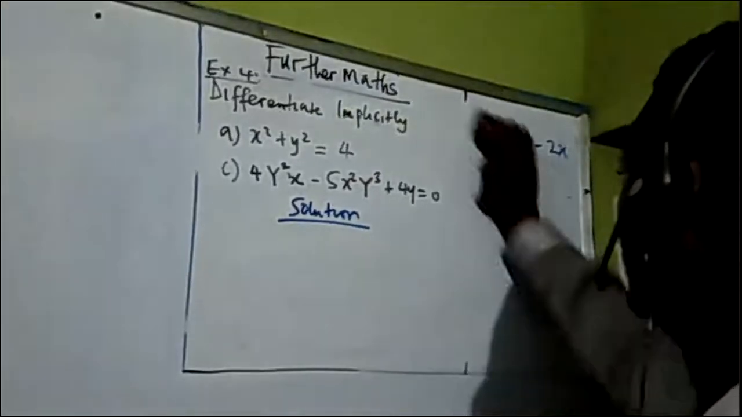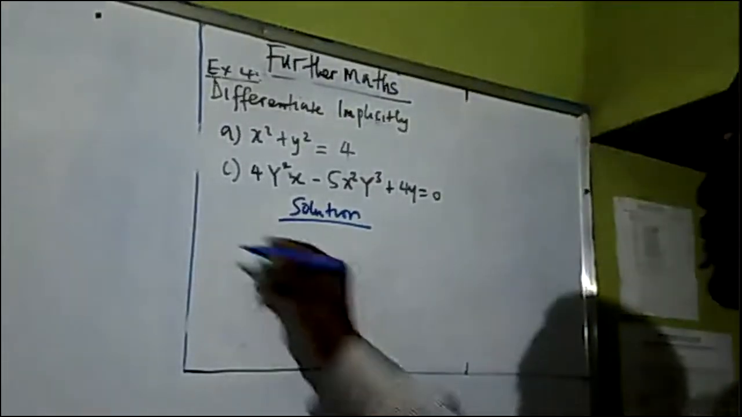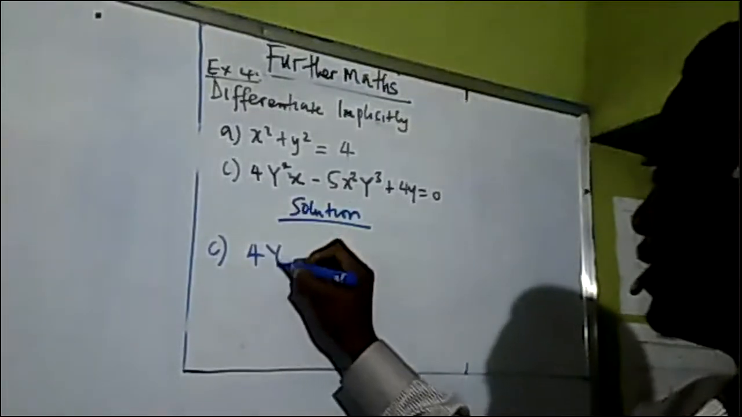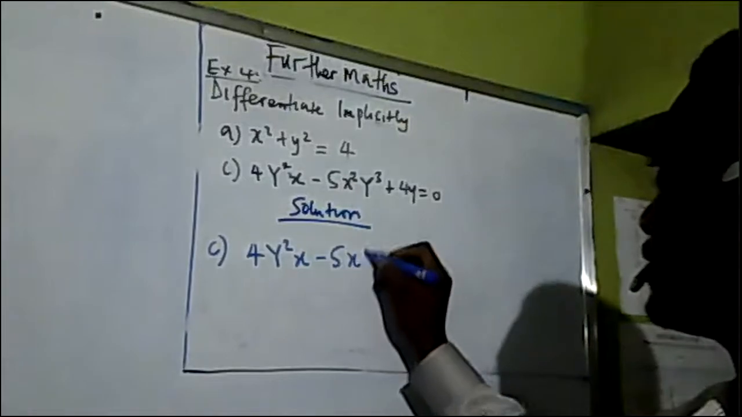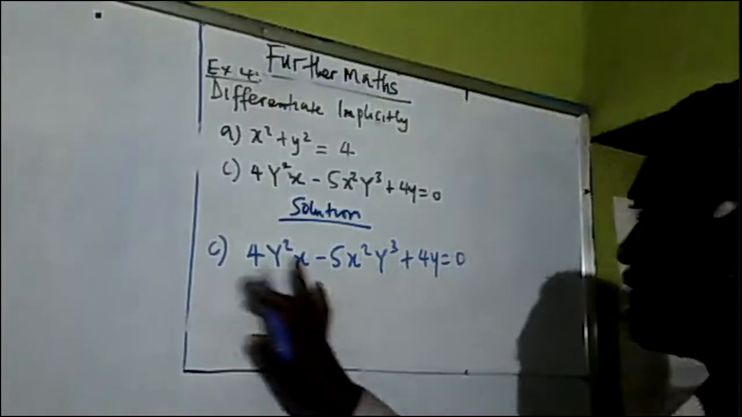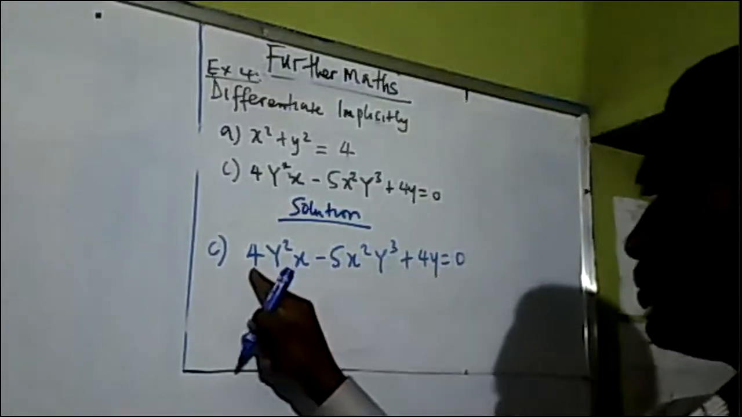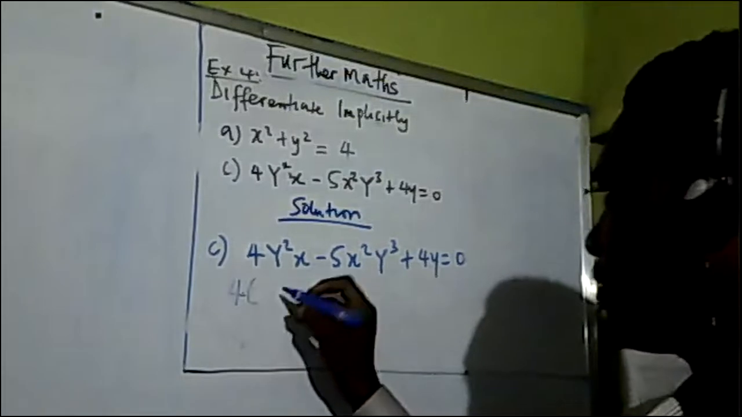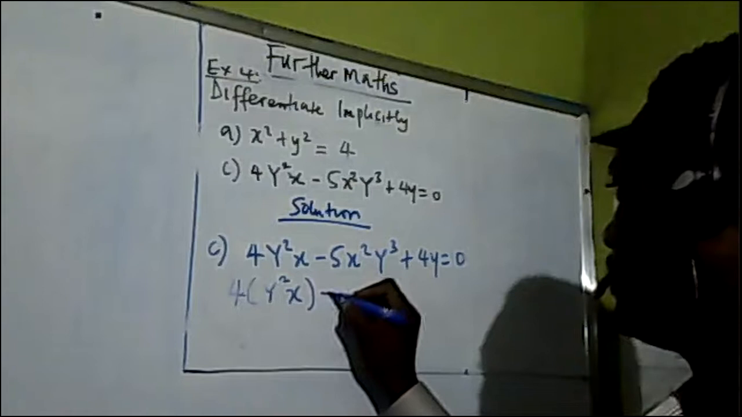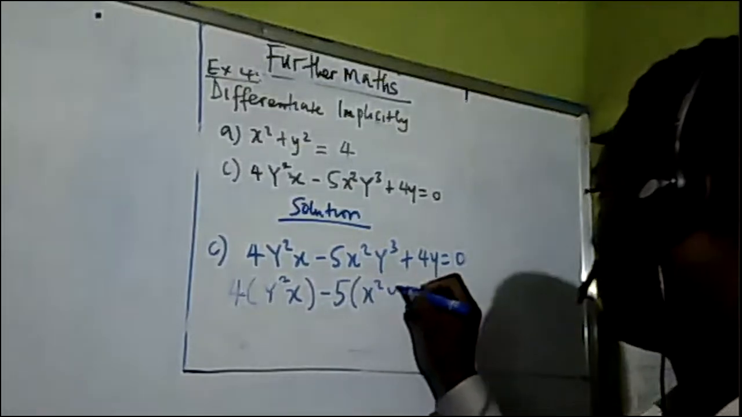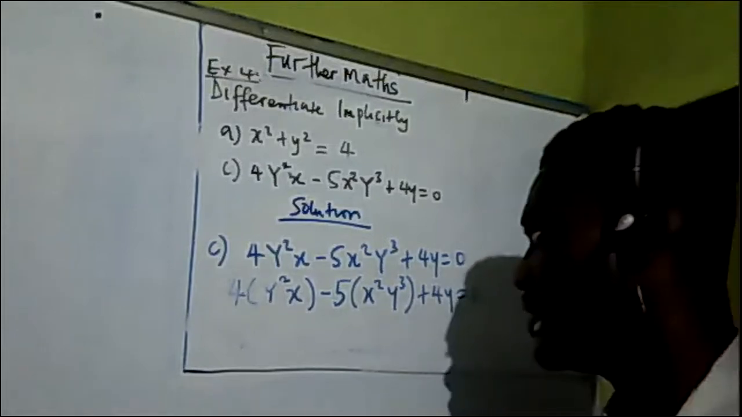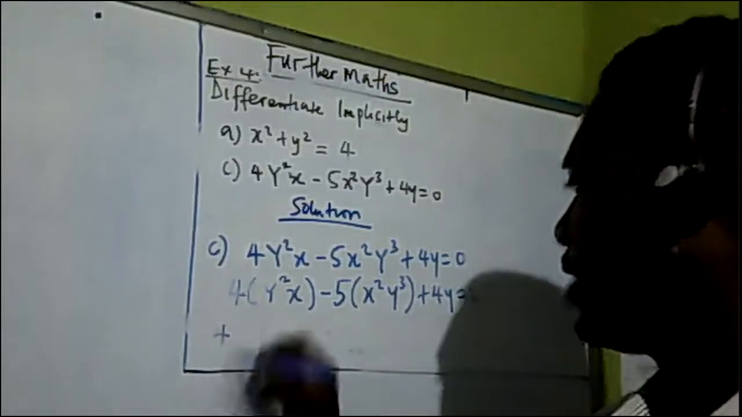Let's try the next one. The next one, I chose C. So that is 4y squared x minus 5x squared y cubed plus 4y equals 0. If you are differentiating individually, before you differentiate, bring out the constant. The constant is 4 into y squared x minus 5 into x squared y cubed plus 4y is equal to 0.